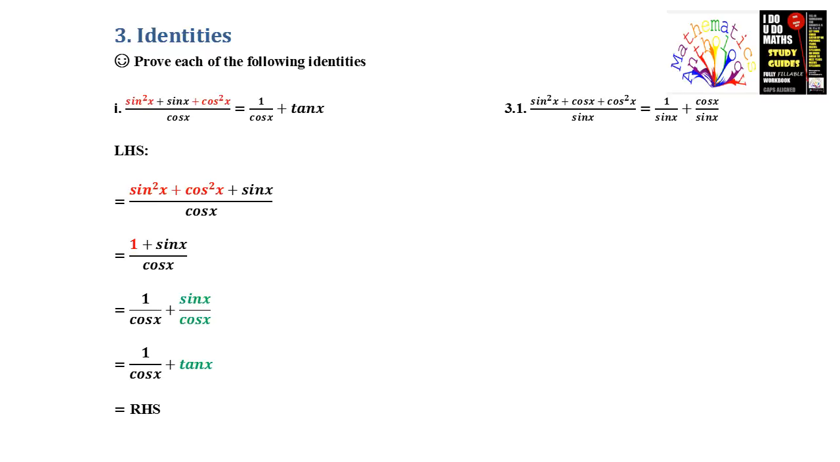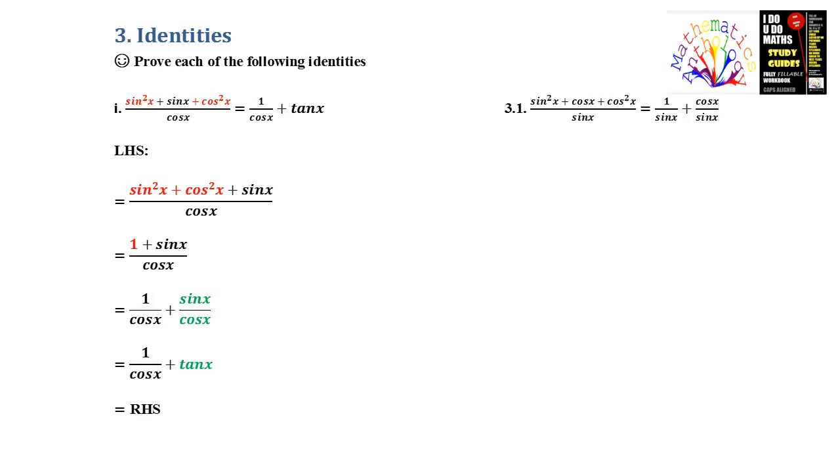Let's now look at identities and proving identities. So prove each of the following identities. We're given here (sine squared x plus sine x plus cos squared x) all over cos x is equal to 1 over cos x plus tan x.